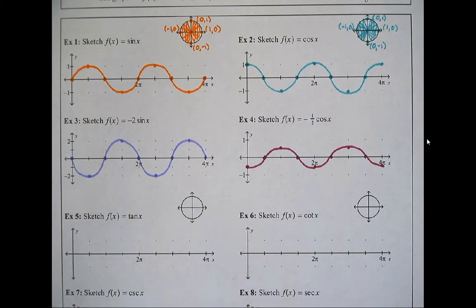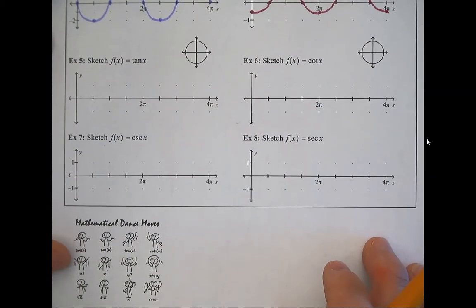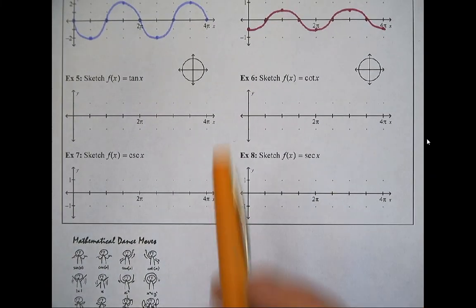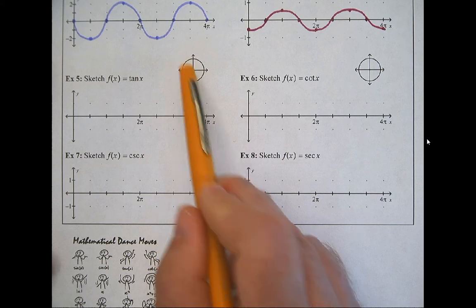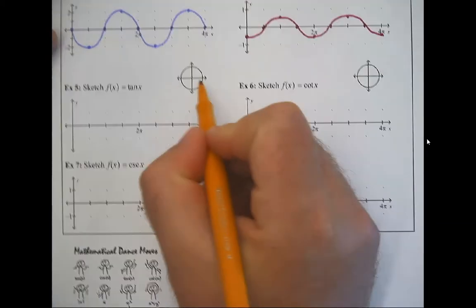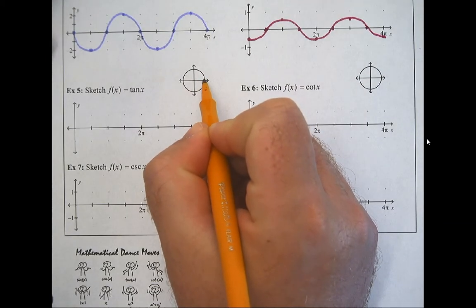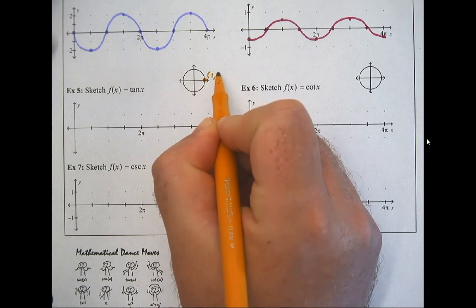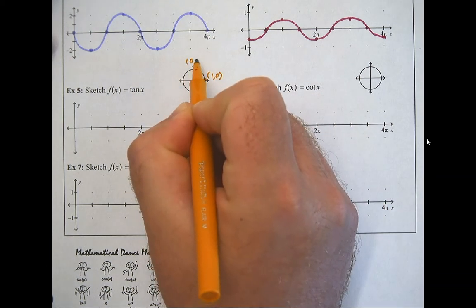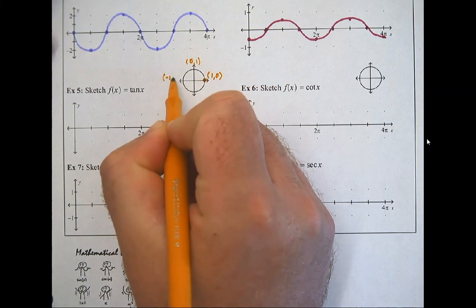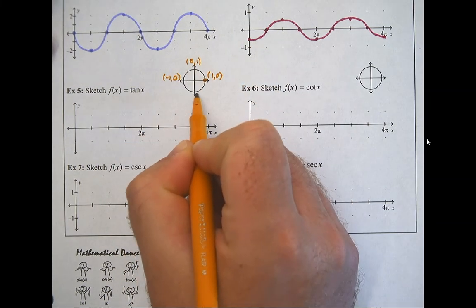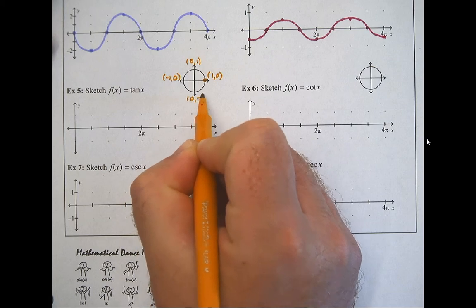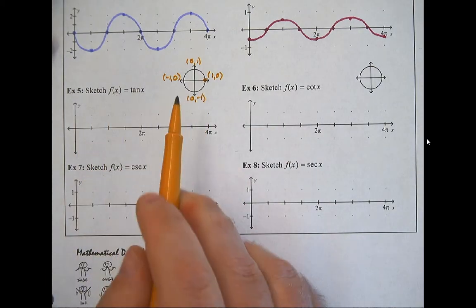All right, let's take a look at tangent now. So tangent and cotangent. I'm going to do the same thing. I'm going to look at what happens as I rotate around the unit circle. So this time I'm not going to draw the little triangles in between. So for tangent, this is the point 1, 0. This is the point 0, 1. Negative 1, 0. 0, negative 1.